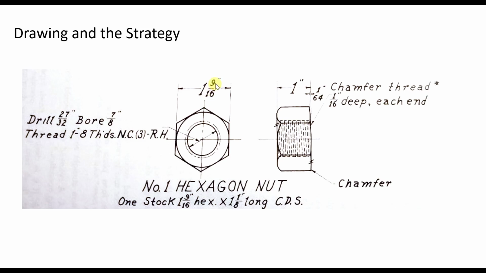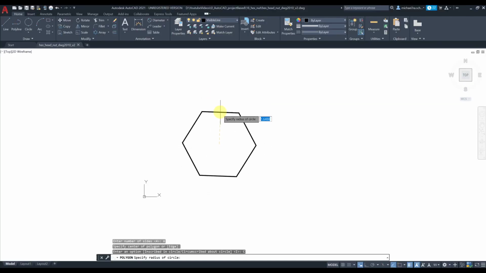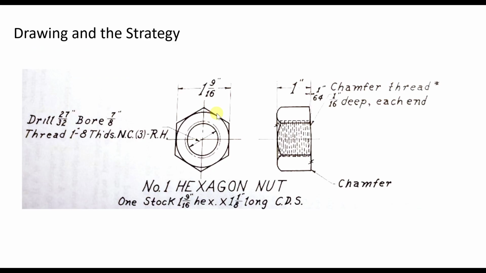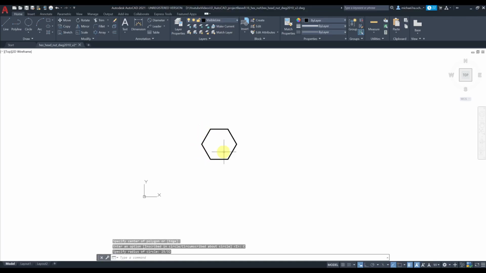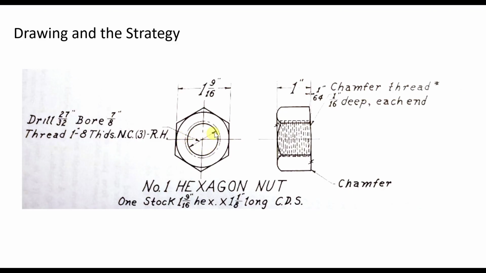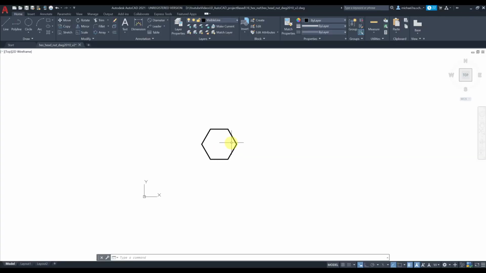So the half of that will be 25/32. So the radius will be 25/32. Okay. The orientation is not correct, so this is the flat and flat. So I'm going to rotate this. Press enter. It's asking for the center.